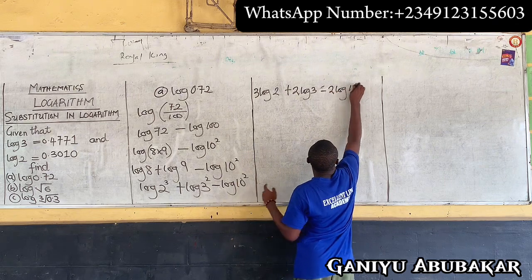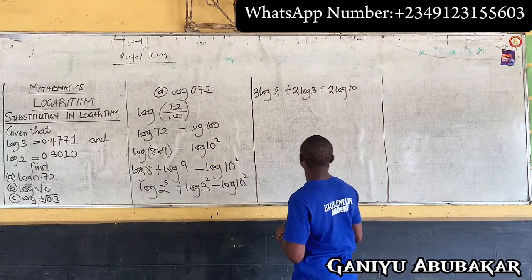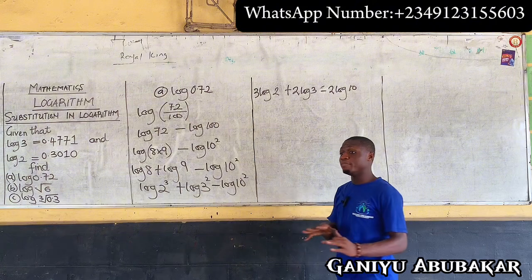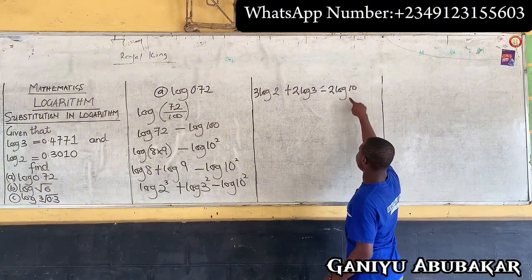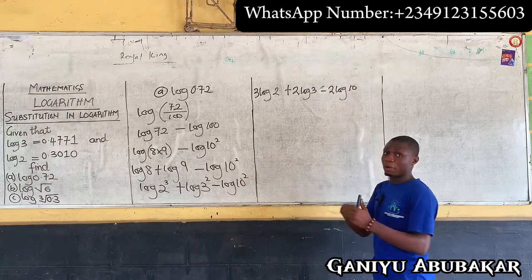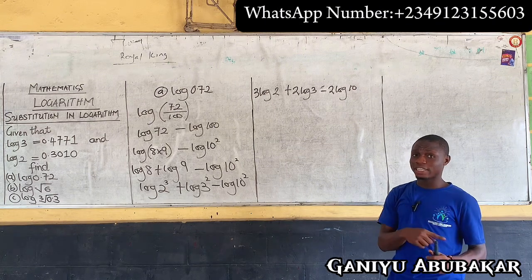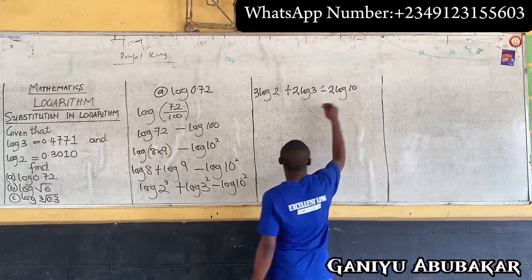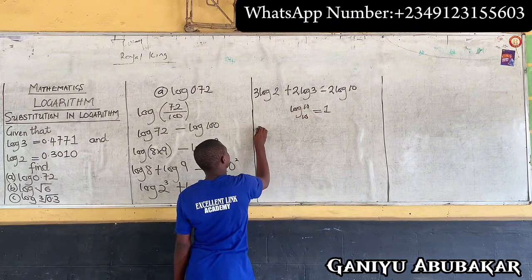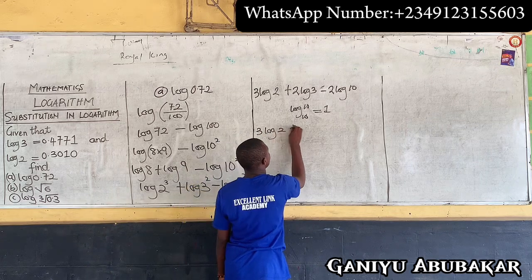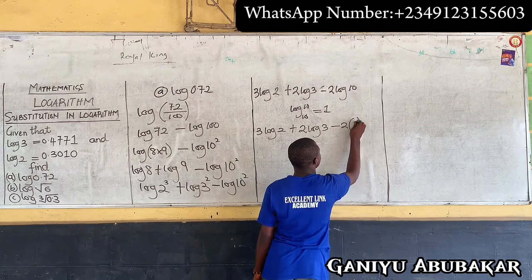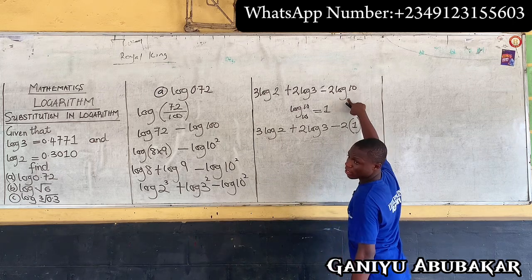But hold on, I'm having log 10. What's the base for this? The base is 10, because if no base is given, it is 10. So log 10 base 10 is 1. Log A base A is 1, as I said in our initial classes, so try to watch our initial class to understand this concept. So I'll have 3 log 2 plus 2 log 3 minus 2 times 1.